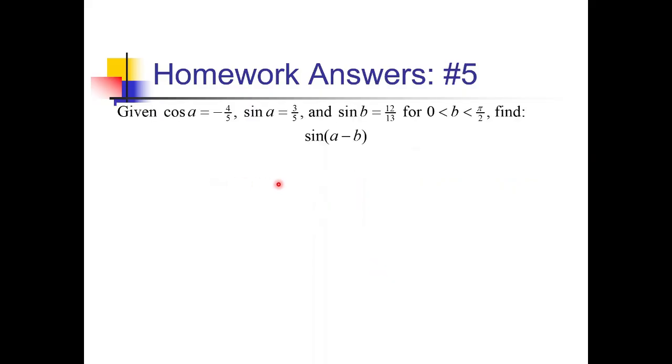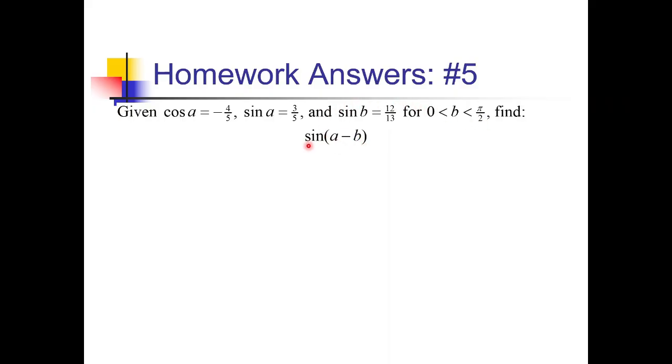For this problem, we are given cosine of a, sine of a, and sine of some other angle b, and we're told that angle b falls between 0 and pi over 2. Based off that, we want to find the sine of a minus b.